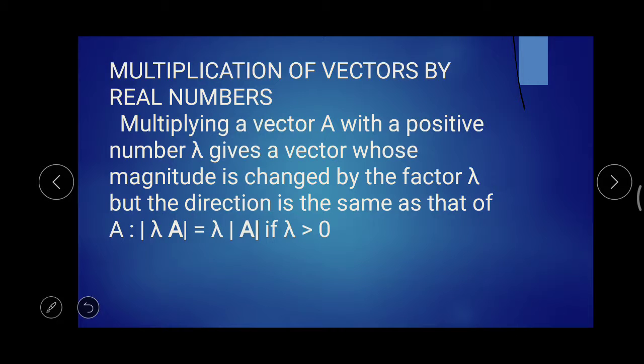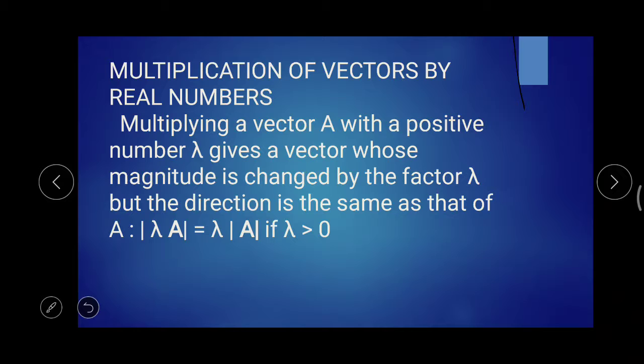Hi dear students. In the last class we discussed vectors, scalars and motion in a plane. We have begun those things. Now we will discuss some of the operations over vector quantities.